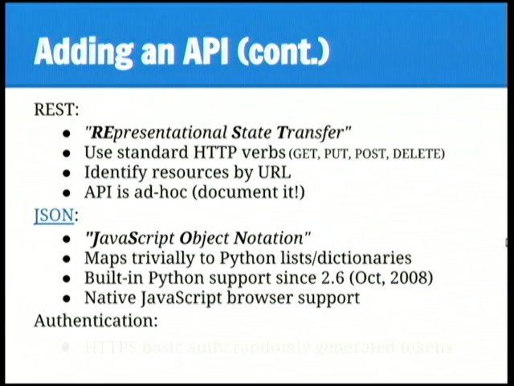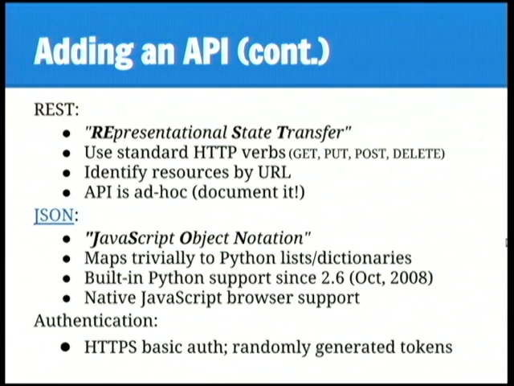And authentication with REST APIs is not formalized like it is with SOAP. But a nice technique is to use long randomly generated tokens. Make sure you generate at least two so that you can rotate them. And then just use basic HTTP authentication over HTTPS, which is secure, right? If it's HTTPS, it's encrypted, you know, and Bob's your uncle.